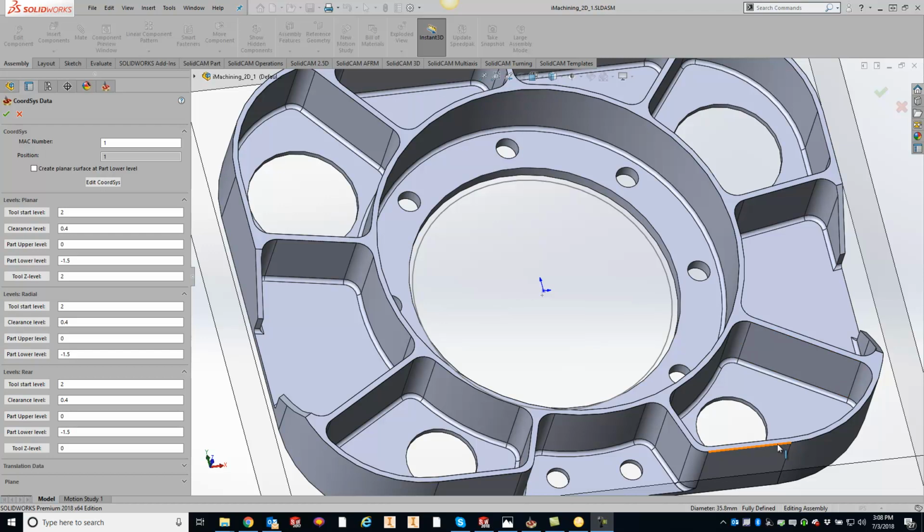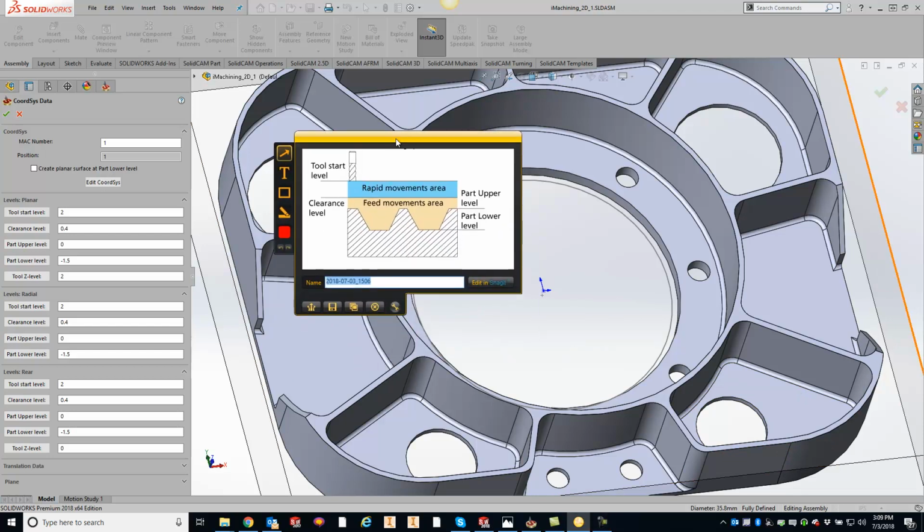So today what I want to cover is the levels inside SolidCAM. Kind of covering the tool start levels, clearance levels, part upper level, lower level, and tool Z level for you guys, and what the tools are doing at those points. So I've got a little screenshot here for you guys, kind of showing you what is actually happening.